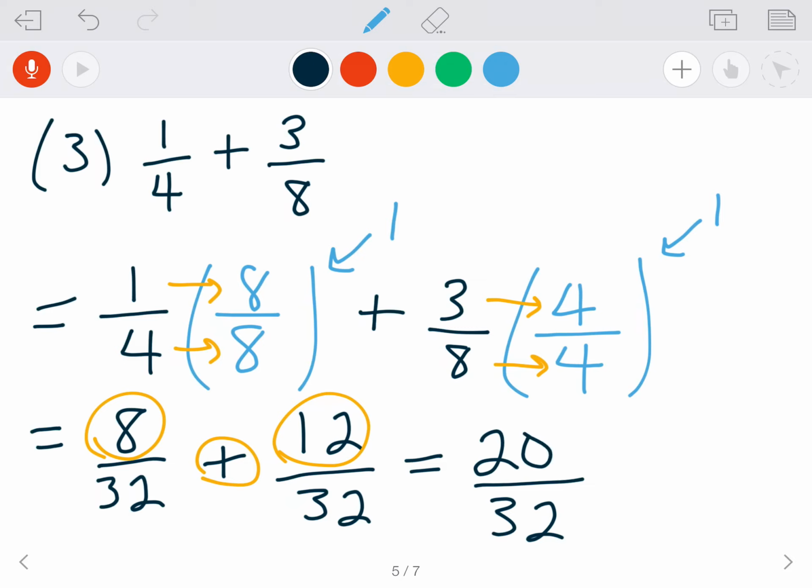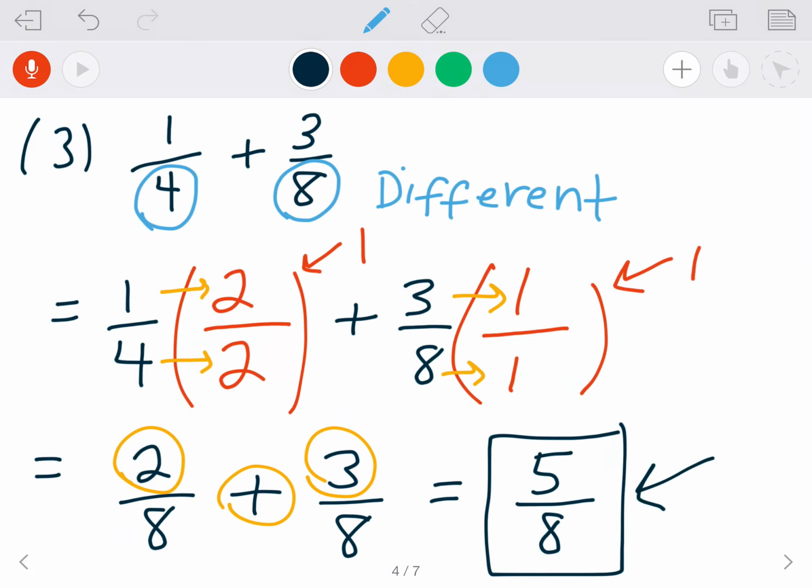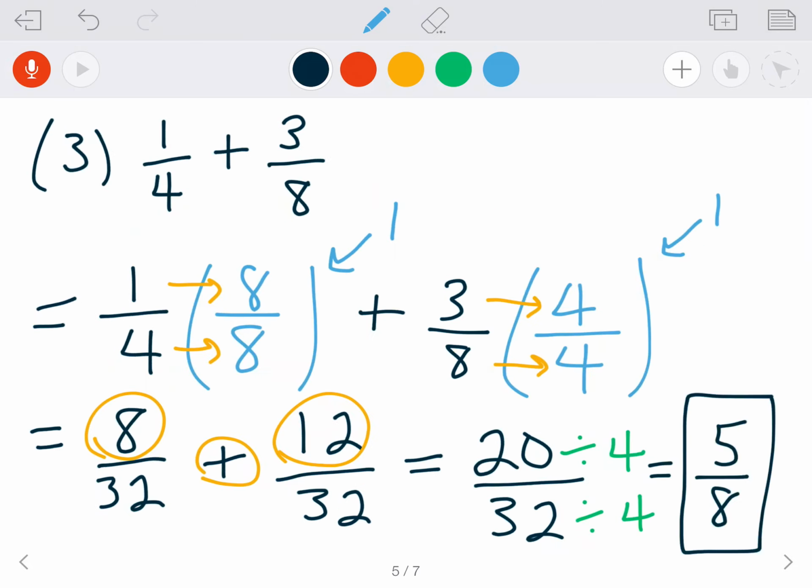But we see that this can be reduced. 20 and 32 both share a common factor of 4. That's the GCF. Please watch my GCF video if you have not seen it yet. 20 divided by 4 makes 5. 32 divided by 4 makes 8. And since we divided by the GCF of 4, that will automatically give us our fully simplified result. And check it out, 5/8 here, on the previous page, 5/8 here. Okay, so you'll get the same answer.